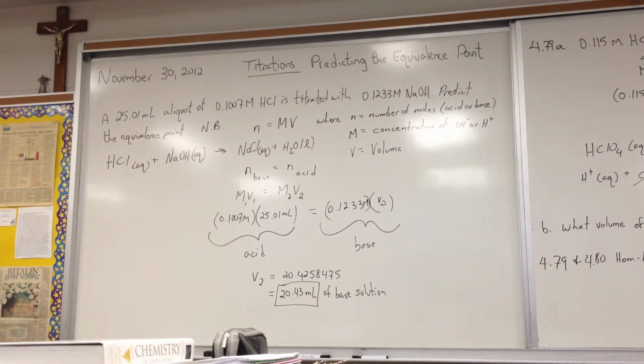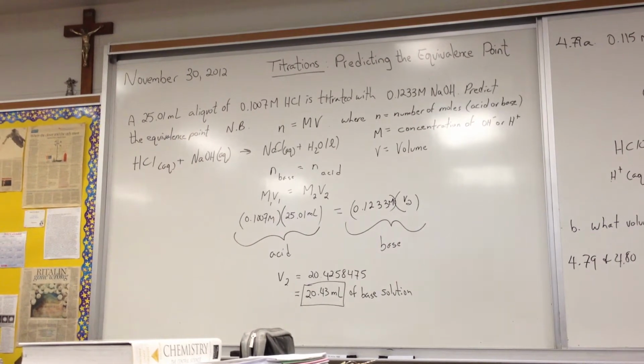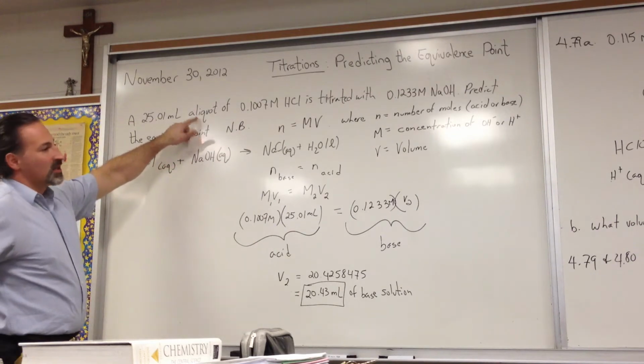In this class we're going to learn how to predict the equivalence point in a titration. And I've asked the question, a 25.01 ml aliquot of 0.1007 molar hydrochloric acid is titrated with 0.1233 molar sodium hydroxide. Predict the equivalence point. Just a new word you might not recognize. Aliquot means simply a portion.